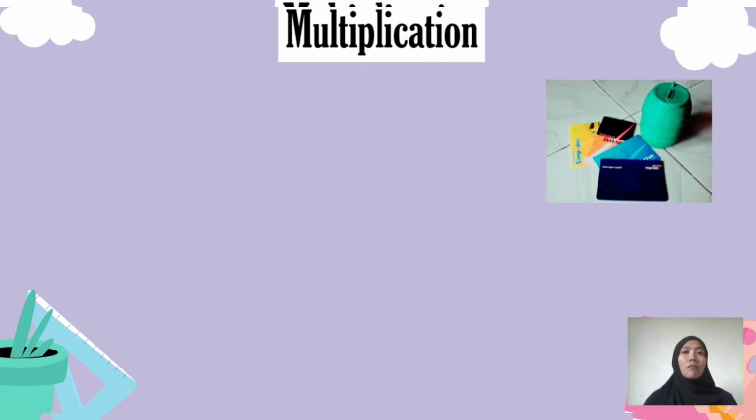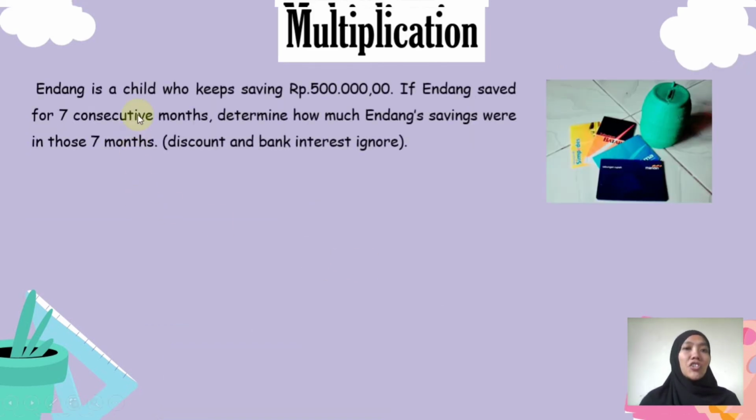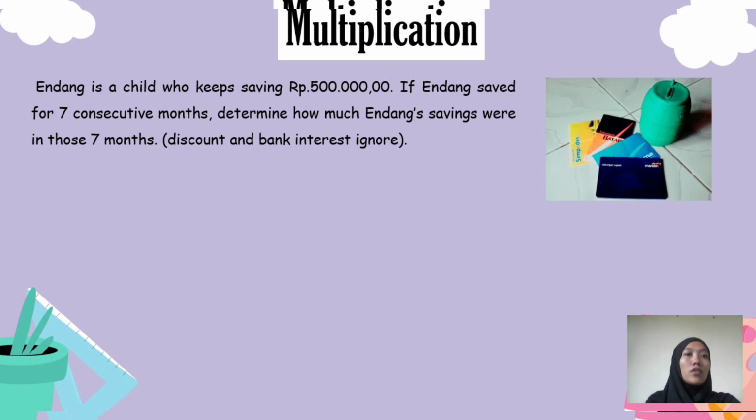The third example is for multiplication. The question is, Endang is a child who keeps saving 500,000 rupiah. If Endang saved for 7 consecutive months, determine how much Endang's savings were in those 7 months. Discounts and bank interest are ignored. We know that Endang keeps saving 500,000 rupiah during 7 consecutive months in the bank.